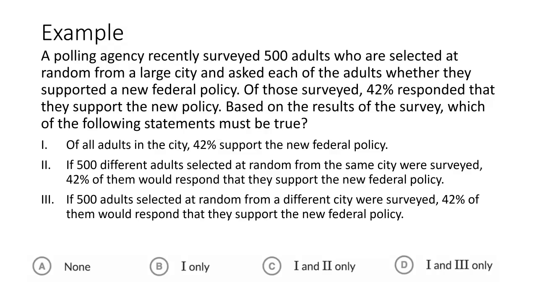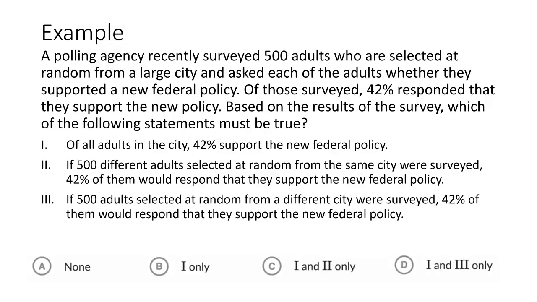Okay, so 500 adults from a large city, which has probably hundreds of thousands of people, if not millions. Okay, they were surveyed to see if they supported it, and 42% of those 500 say they would. So based on these results, which of the following statements must be true? First statement: of all adults in the city, 42% support the new federal policy. No. We only surveyed 500. There's no way we can know for sure. It could be 41. It could be 43. It could be 35. We don't know.